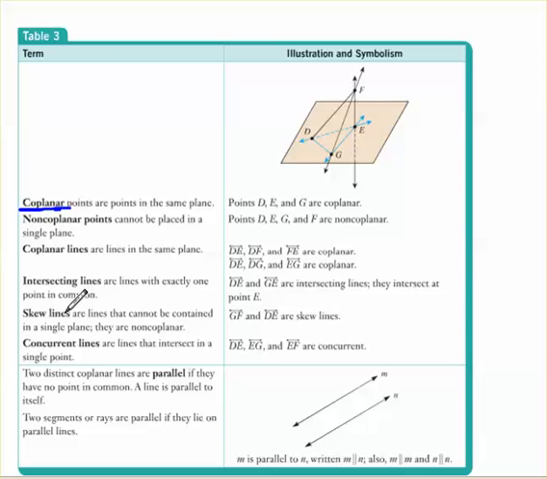Now skew lines, I skipped that for a minute, but let's go back to that. Skew lines are lines that cannot be contained in a single plane. They are non-coplanar. So for instance, our line here of DF and our line here of GE are skew lines because they are not in the same plane.